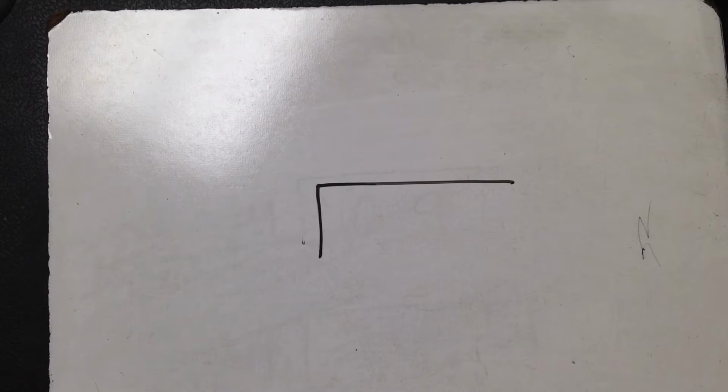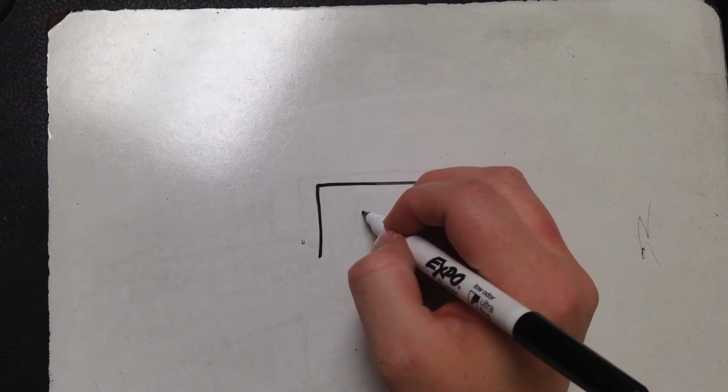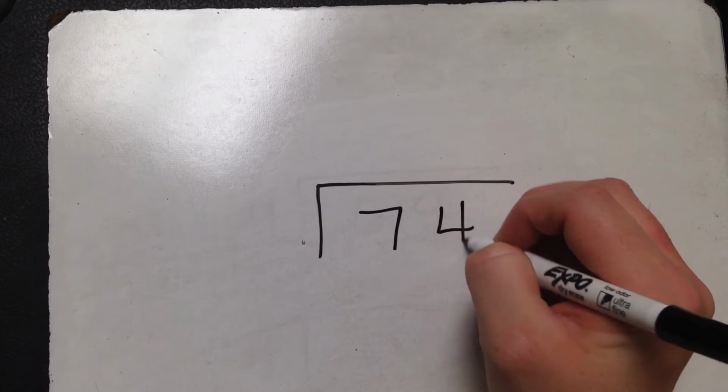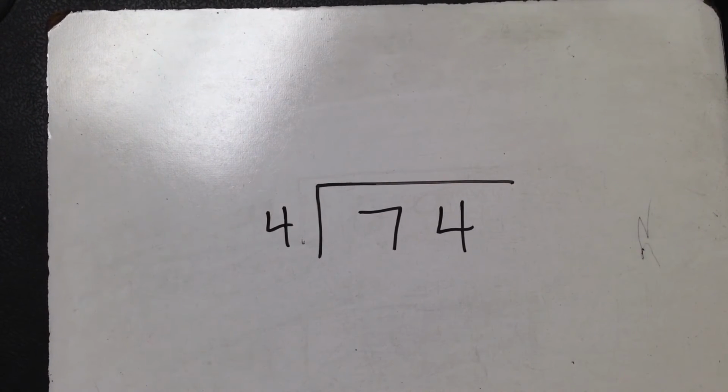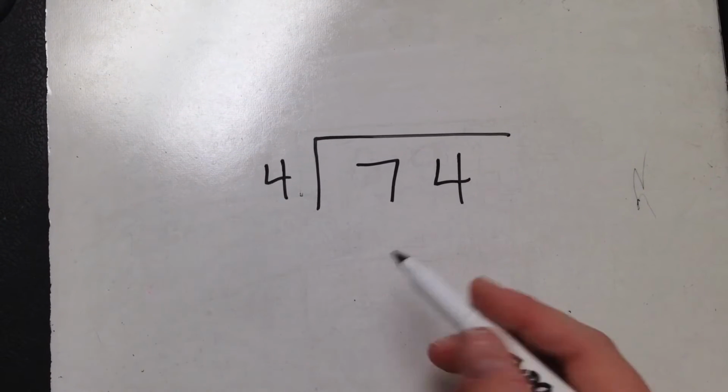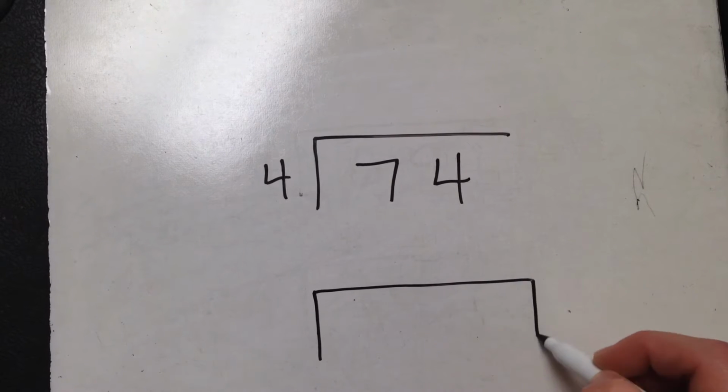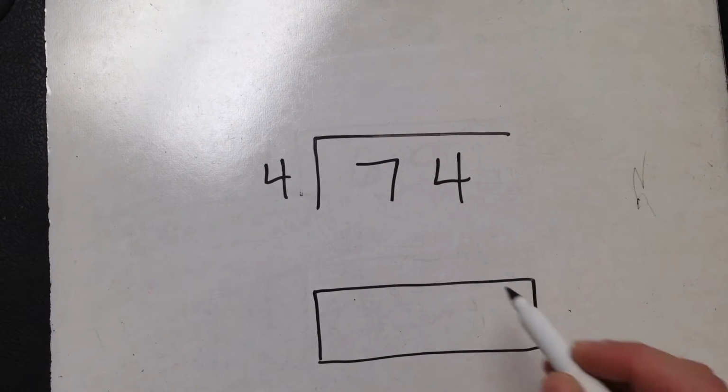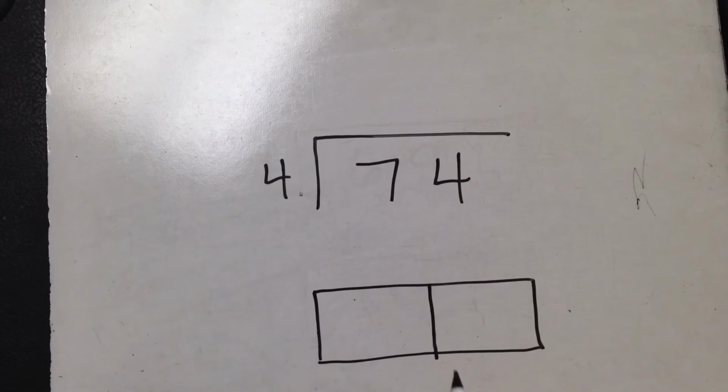This lesson is over long division with partial products. For example, if I have 74 divided by 4, step 1 that I tell the students to do is draw a box that's similar to the array model for multiplication. Because there's 2 digits, I need 2 boxes within my model.